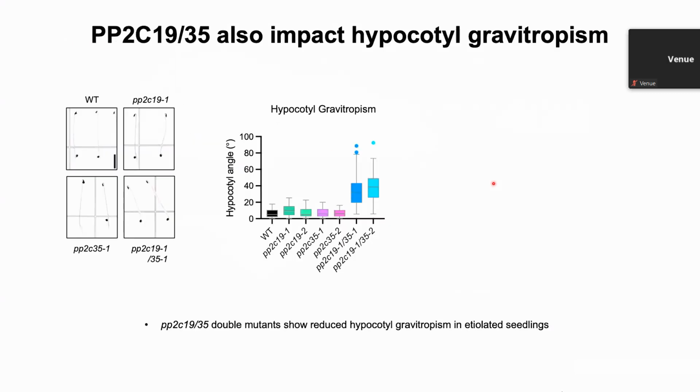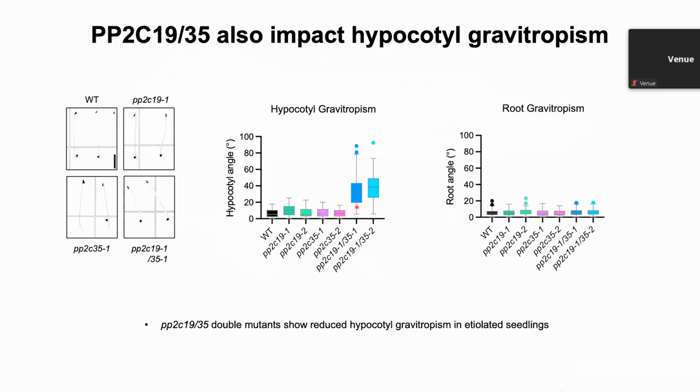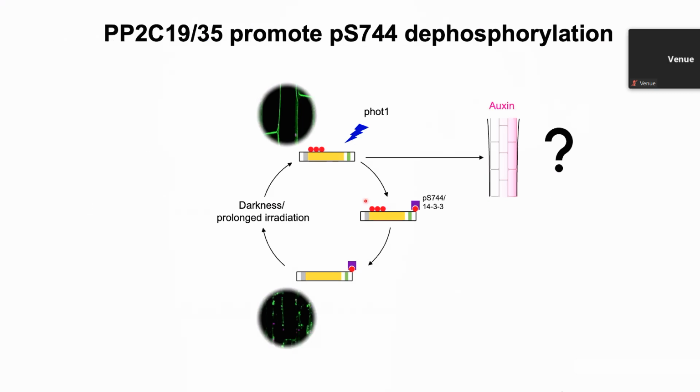As we were looking at the hypocotyl phenotypes for these mutants, we also discovered that the double mutant displays a gravitropic phenotype. That's visually shown here in the seedlings and quantified here. Quite interestingly, we don't see any alteration of root gravitropism. So when we make a double mutant between these two PP2C clade members, we do see hypocotyl gravity defects as well. So just to summarize there, I showed you this model already.